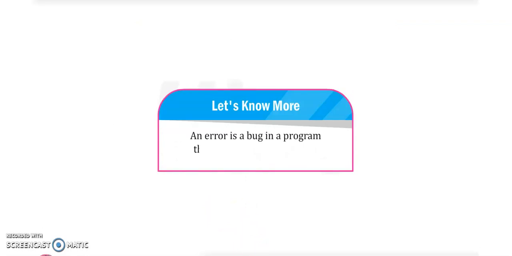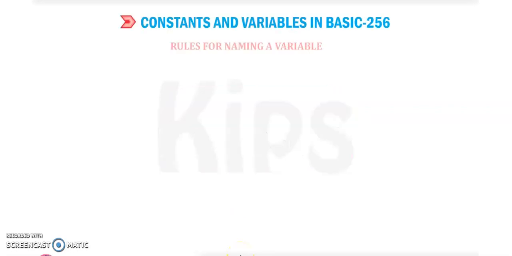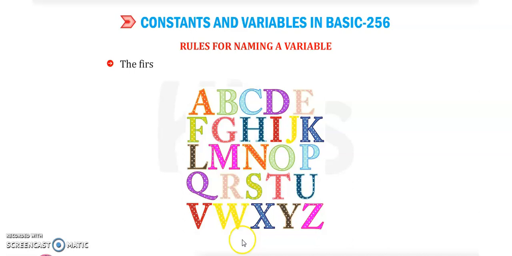There is another point. An error is a bug in a program that produces wrong output. If any error or interruption comes while running a program, it results in wrong output. Now, the rules for naming a variable. When we assign a variable name, there are some rules that we have to follow.